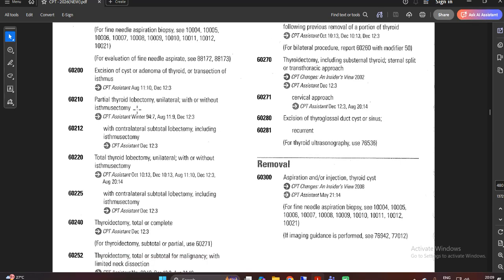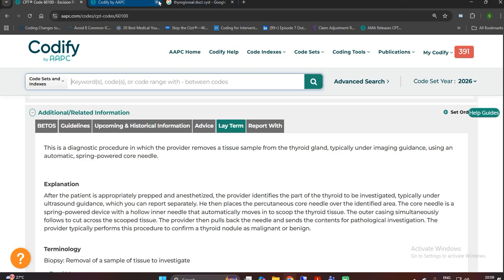Basically, here the complete thyroid is not excised. Even a unilateral thyroid procedure involves the lobes. We will see, or I will show you.